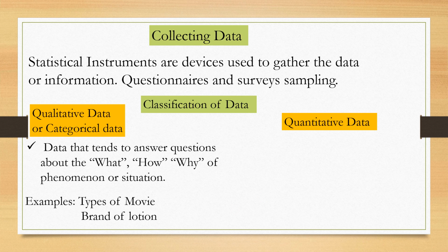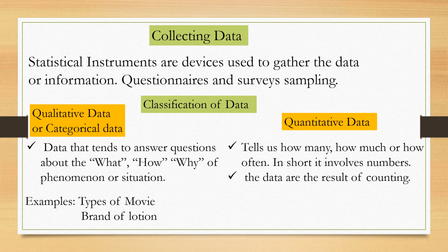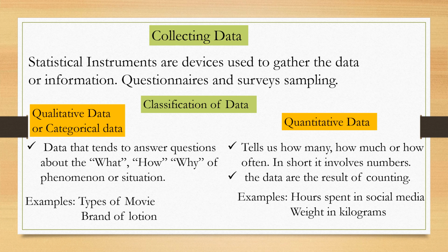Now, quantitative data tells us how many, how much, or how often. In short, it involves numbers. The data are the result of counting. Examples: how many hours spent on social media, the weight in kilograms.